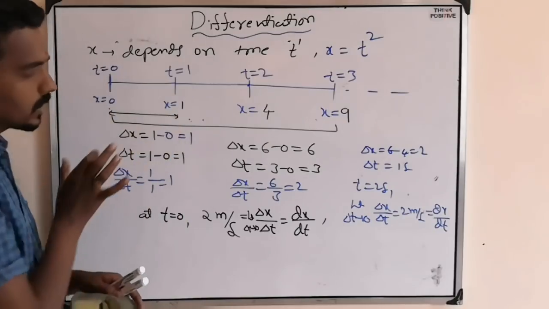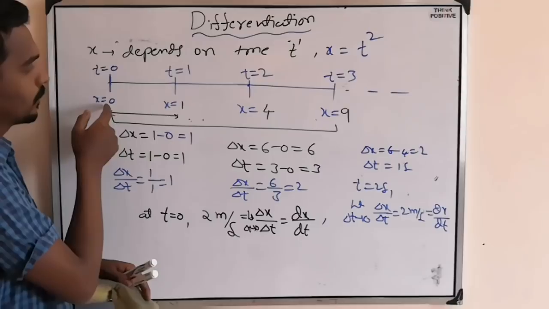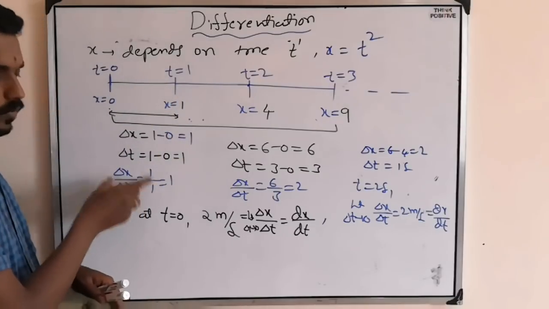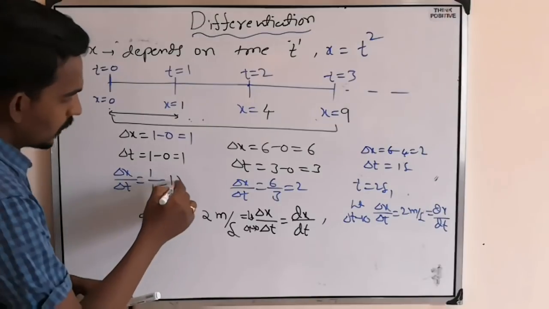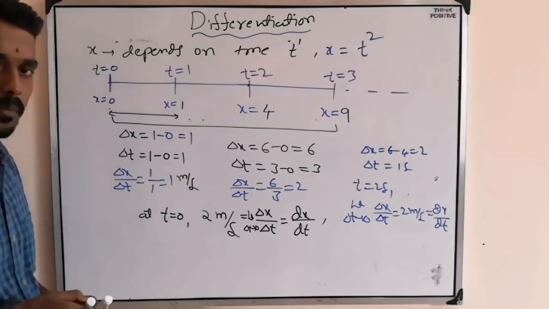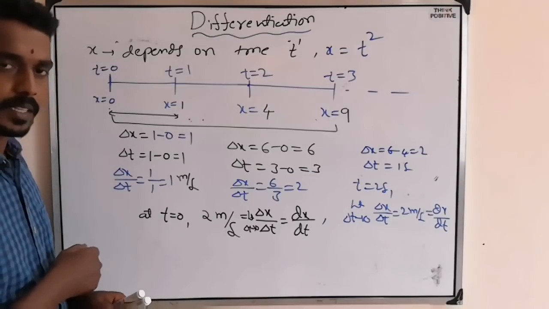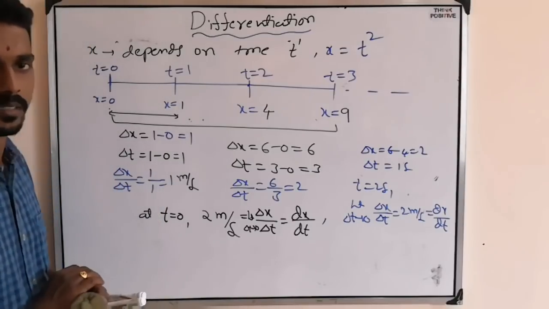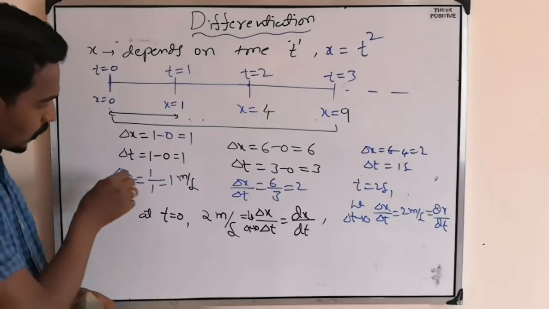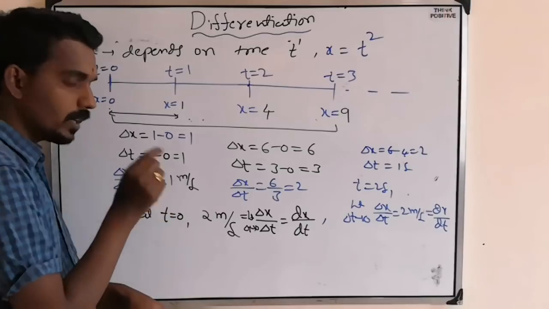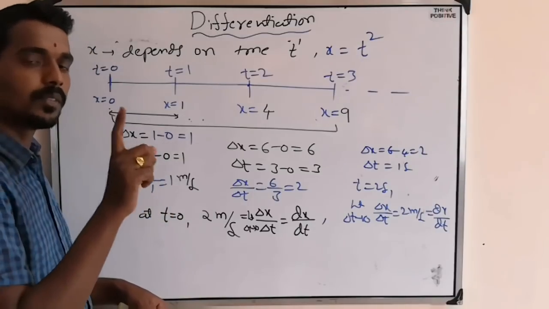So what is delta x by delta t between t equal to 0 and t equal to 1? 1. Let's take like meter per second. X is meter, t is second, like you studied in units and dimensions. So the change in x with respect to t is how much? 1 meter in first second.